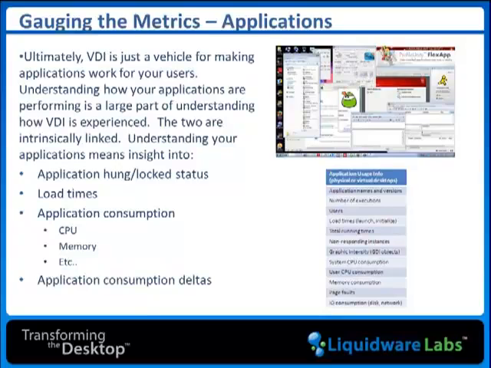So understanding those consumption deltas plays a huge part in understanding how healthy your VDI environment is. Not just in terms of consumption, but also in terms of execution. How fast does the application actually take the load? How long has it been running for? How many users are running it? Am I within my license concurrencies, et cetera, et cetera?